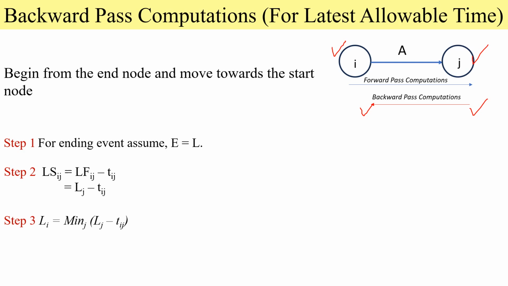So here also we have 3 steps. First, we have to start at the ending event and consider the earliest event time equal to the latest event time. Step 2: next we have to determine the latest start time, that is the latest finishing time minus activity time. The third step is for the burst event. The burst event has to consider the maximum start time for all the activities. So we have to see this with one example problem.